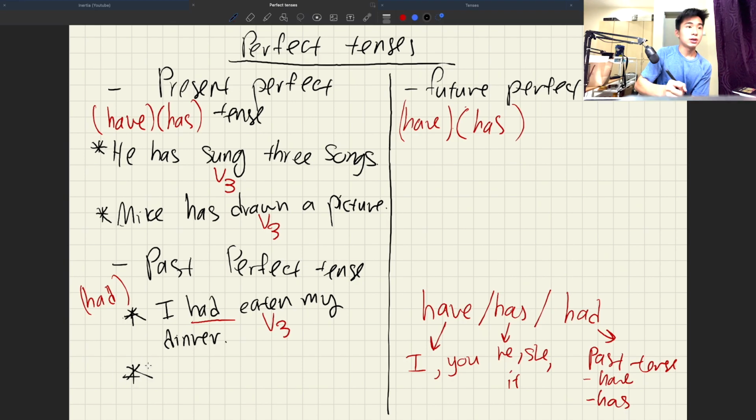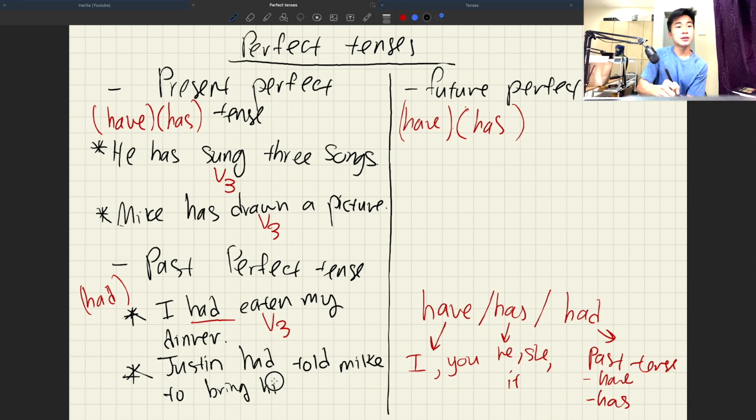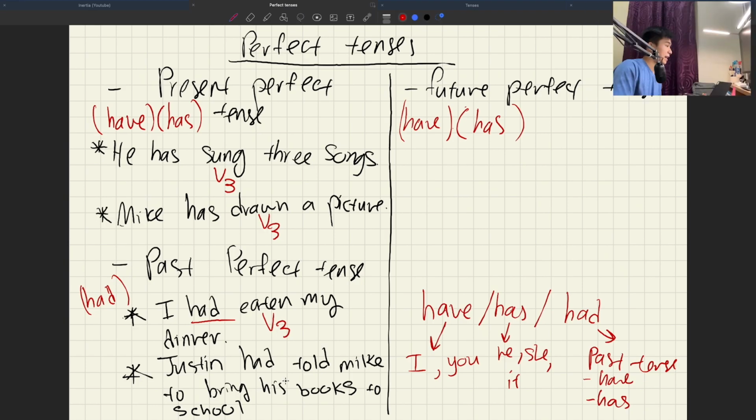Another one, let's talk about Justin. It's a person's name. So Justin had told Mike to bring his books to school. It's the same when we have had. The following verb is verb 3, which is told. So tell, told, told. For future perfect tense, it's a little bit different.